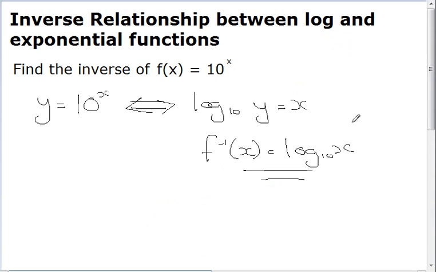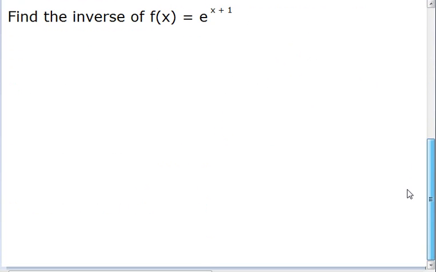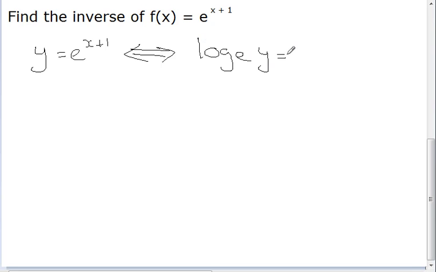Now let me get back onto Paint, and I'm just going to go through one more example. It says find the inverse of f of x equals e to the power x plus 1. So again, I'll write that as y equals e to the power x plus 1. And again, I'm going to change this into its logarithmic format. So this is the same as log to the base e of y equals the power x plus 1.